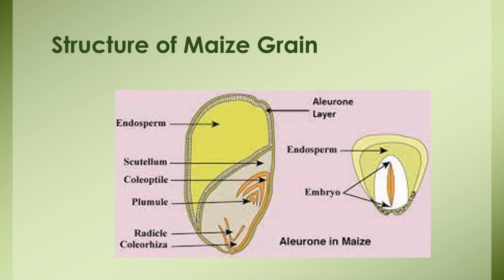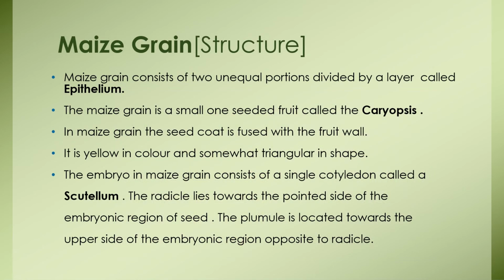Now let us discuss the structure of maize grain. Maize is called a grain, not a seed, since its pericarp is fused with the seed coat. Maize grain consists of two unequal portions divided by a thin layer called epithelium. Maize grain is yellowish in color.